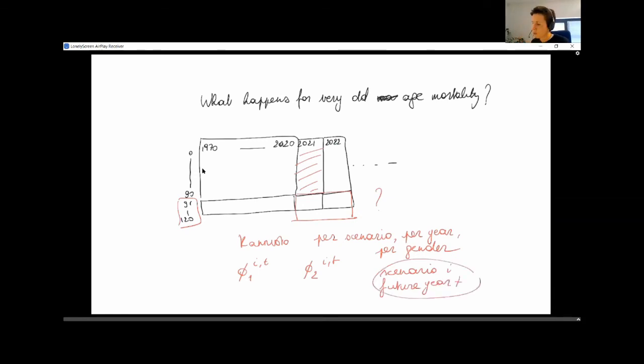Right? So that's what we will be working on, and that allows us to close each scenario that we generate for a future time period. We can close each scenario for very old age mortality and get a closed mortality table. That's the idea. This also motivates why we need to be able to quickly calculate these parameters in Canisto, because if we have a very lengthy procedure there, then we would have to repeat that for a lot of scenarios. So that would not be a very easy way to work with.